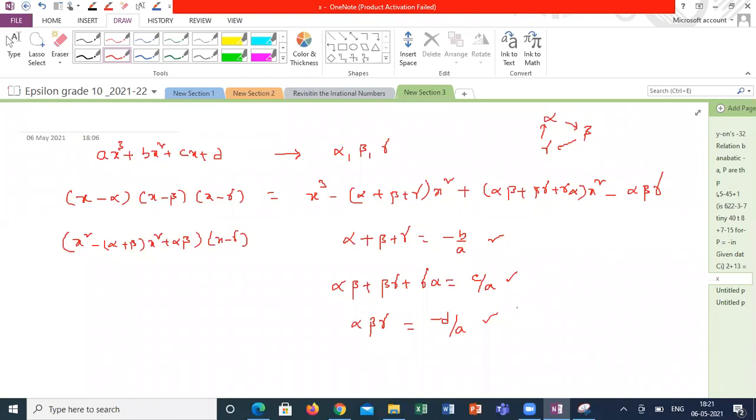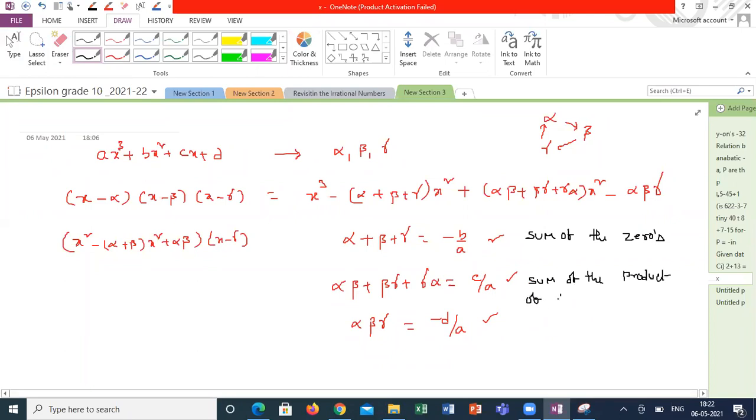Yes, sir. The first expression we will pronounce as sum of the zeros. This is sum of the product of the zeros, 2 at a time. This is product of the zeros.